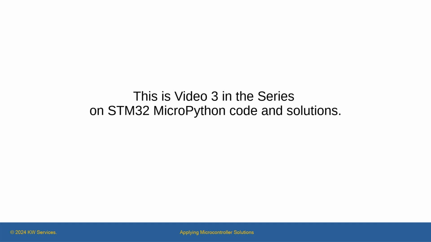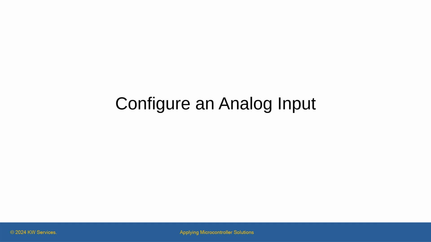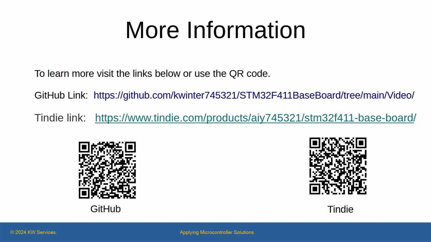This is video 3, reading analog input on STM32 MicroPython and the Black Pill. In this video, we read a potentiometer on the BCP connected to a pin. Visit the GitHub site to obtain the code.